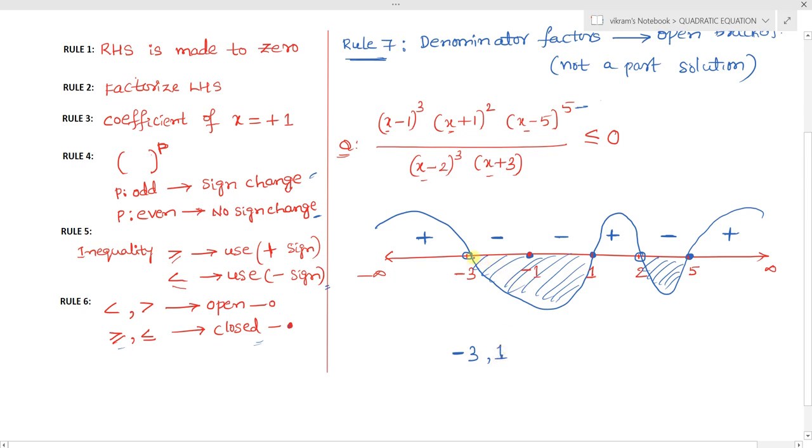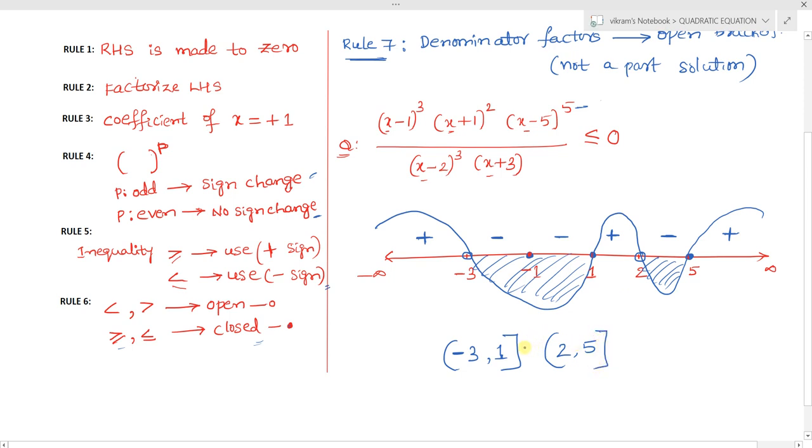But -3 is a denominator factor, so it is not included in the solution, means open braces, whereas +1 is the numerator factor and equals to is given, means it is in the solution. So -3 comma 1. Next, another interval is 2 to 5, whereas 2 is the denominator factor, it is not included in the solution, open braces, and 5 is a numerator factor and equals to, means this has to be included in the solution.